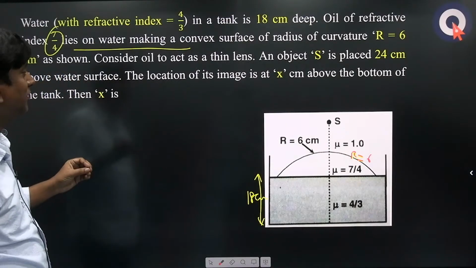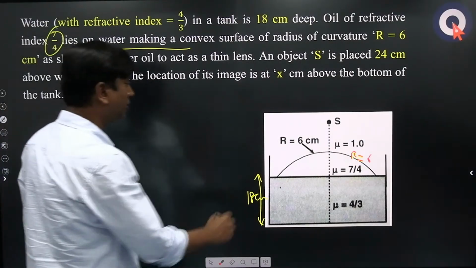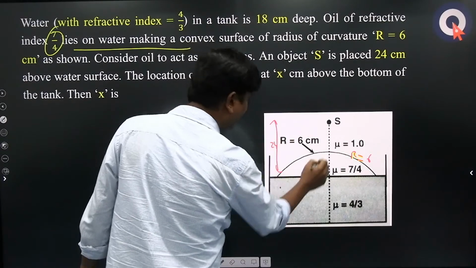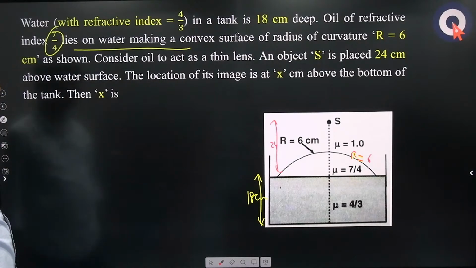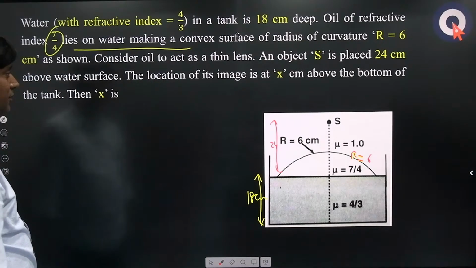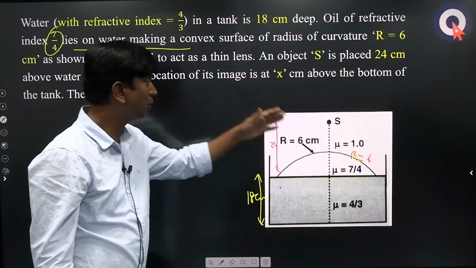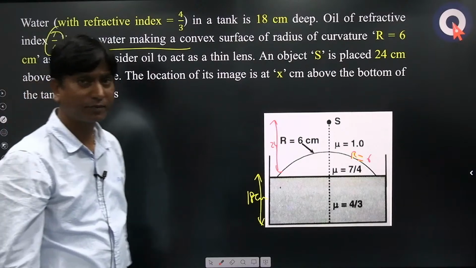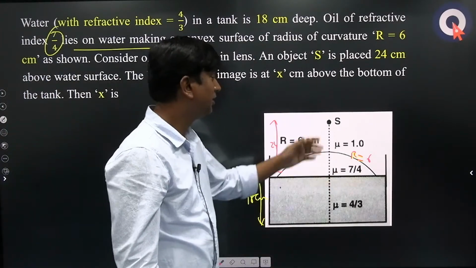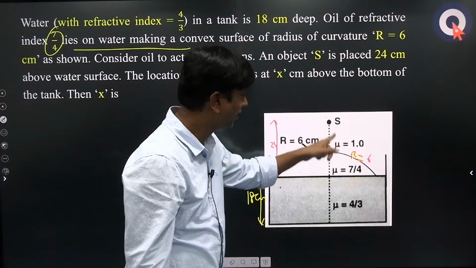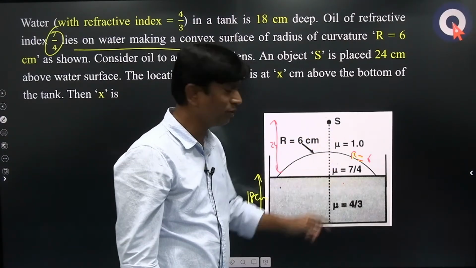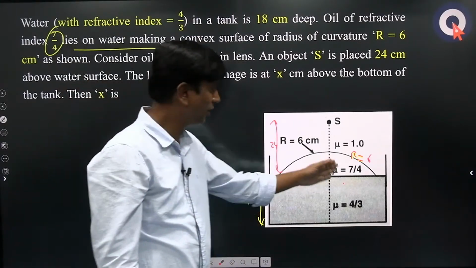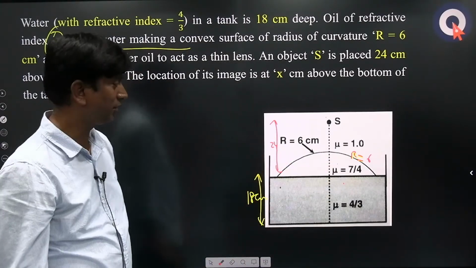An object S is placed 24 centimeters above the water surface. So this value we are taking as 24 and neglecting the thickness of the oil layer, right? But it is having radius of curvature. So the location of its image is x centimeter above the bottom of the tank. See, first when the object is kept here, you will get spherical refraction from air to this one, and then from here to here you will get a plane refraction, and you are locating the final image. Correct or not? So that is the idea.